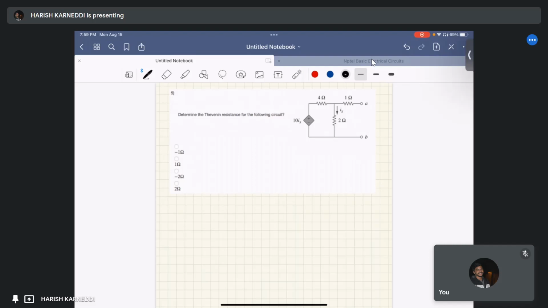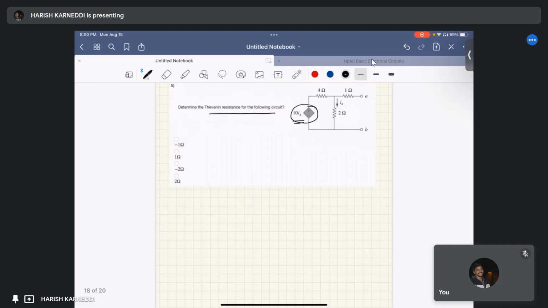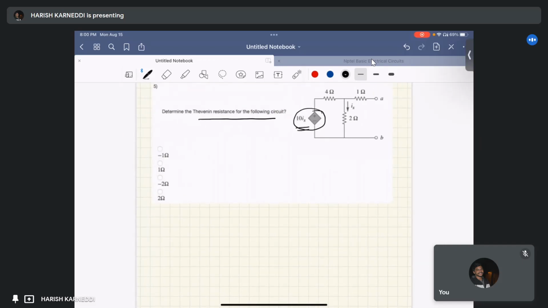And the last one, determine the Thevenin's resistance for the following circuit. Here this circuit consists of a dependent voltage source. However, there is no independent source in this network. So we have to energize this circuit and find the equivalent resistance. If time permits, I will do it in two methods.